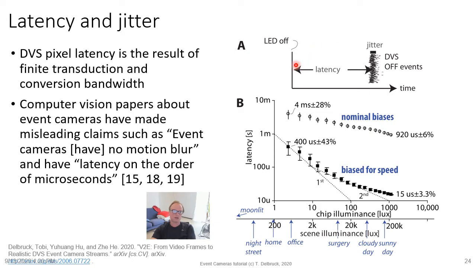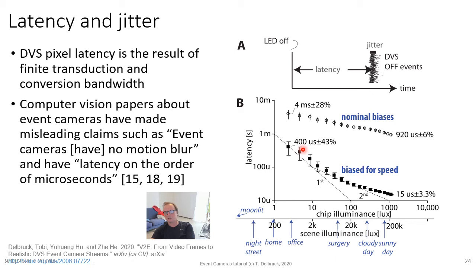So in this experiment here, we actually measured this latency. This is from our JSSC paper of 2008. Here we take an LED, we turn it off, and we see how long it takes for the DVS events to come out. And you can see here, most pixels respond with some nominal time, but there's some jitter in that timing. We define this as the average latency. And this latency is a function of the illuminance.